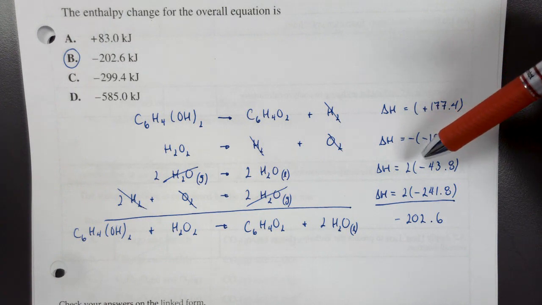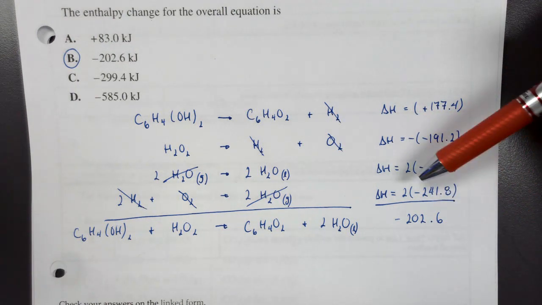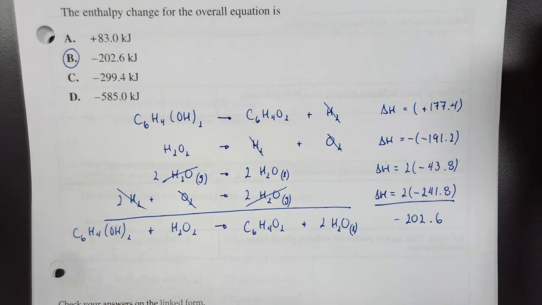Okay, if you flip something, you chuck on a negative, changing the sign. If you double it, triple it, quadruple it, you just times the delta H value by the same value. If you half it, you also half the delta H.